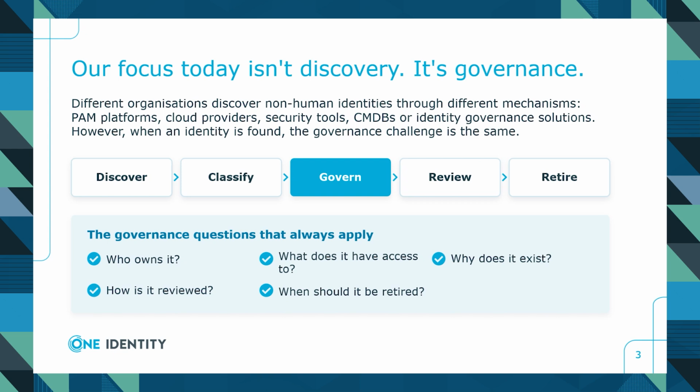Different organizations discover non-human identities through different mechanisms, and this may involve privileged access management platforms, cloud providers, security tools, configuration management databases, and identity governance solutions. Regardless of how the identity is identified, the governance challenge remains the same. Who owns it? What does it have access to? Why does it exist? How is it reviewed? When should it be retired? And this is where identity governance becomes critical.